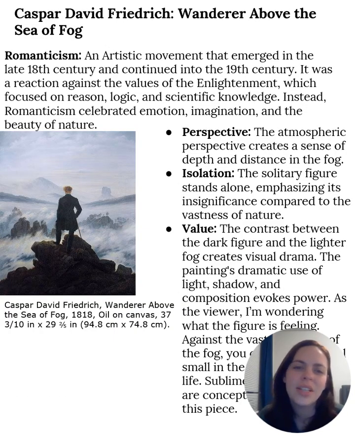Here I have Wanderer Above the Sea of Fog by Caspar David Friedrich. He was an artist from the Romantic period, and I really enjoyed just exploring more about what this painting means. It really does go against the values of the Enlightenment period, which focused more on reason and logic. I myself resonate more with what Romanticism celebrates, which is emotion, imagination, and the beauty of nature.